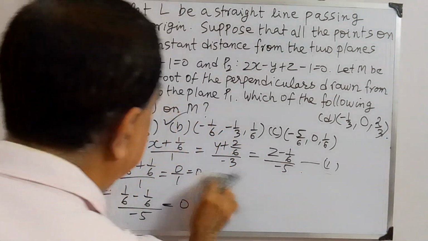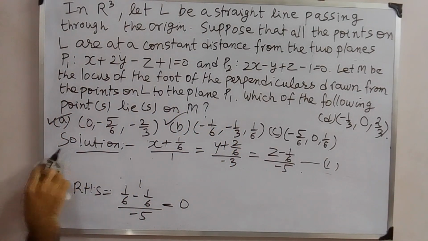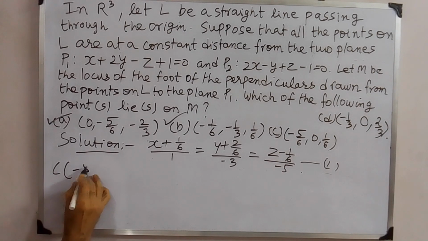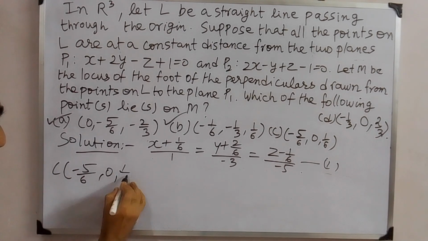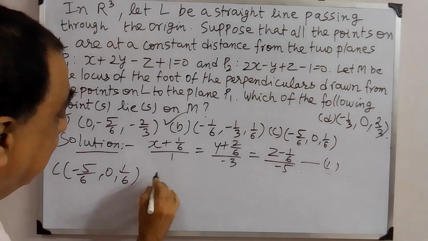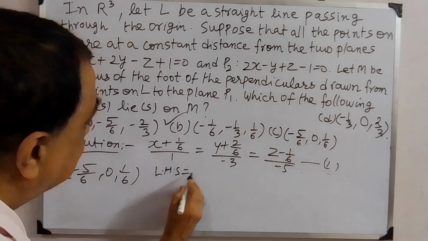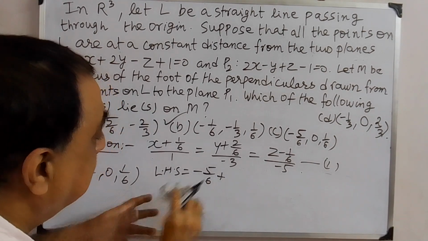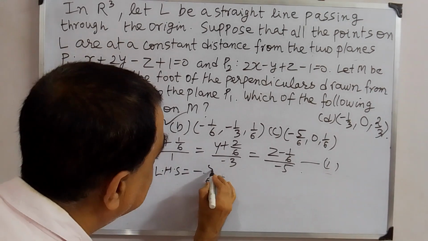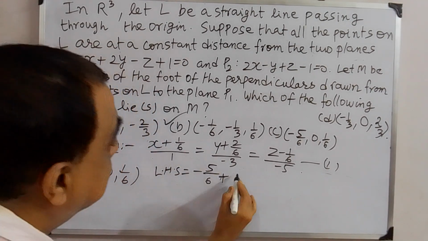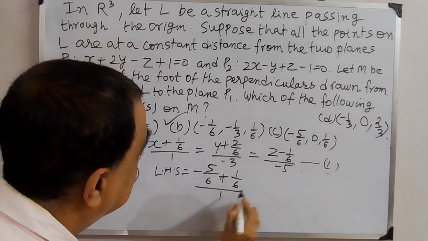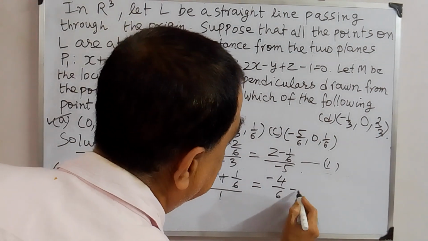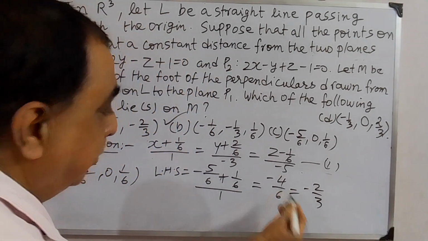Now let us check the C point. Here C is given as minus 5 by 6, 0 and 1 by 6. So put the values here. LHS will become what? In place of x, I will put minus 5 by 6, and here 1 by 6, divided by 1. So minus 5 by 6 plus 1 by 6 is minus 4 by 6, which is minus 2 by 3. Divided by 1 will be minus 4 by 6.